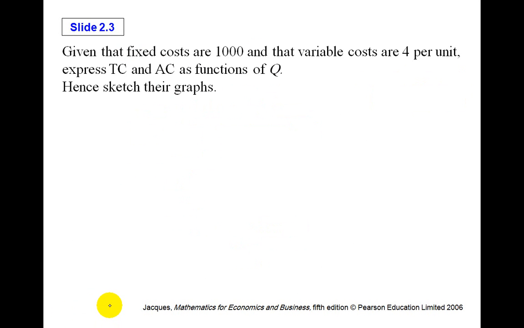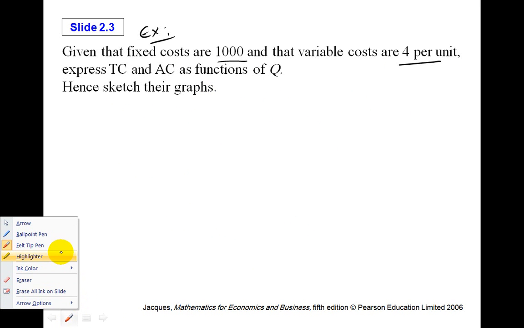Let's see an example here. It says that this is an example. Given that fixed costs are 1000 and the variable costs are 4 per unit, express the total cost and the average cost as functions of this quantity, and we want to sketch their graphs.